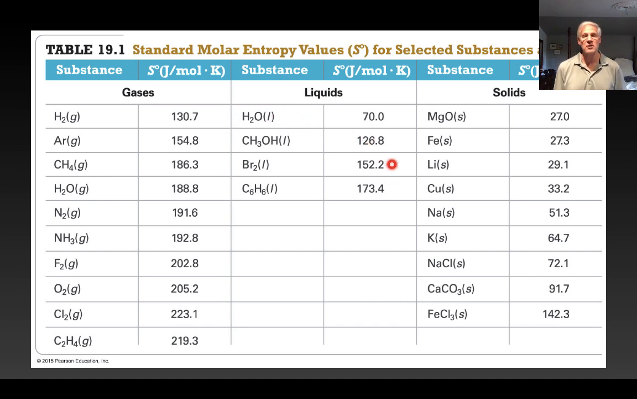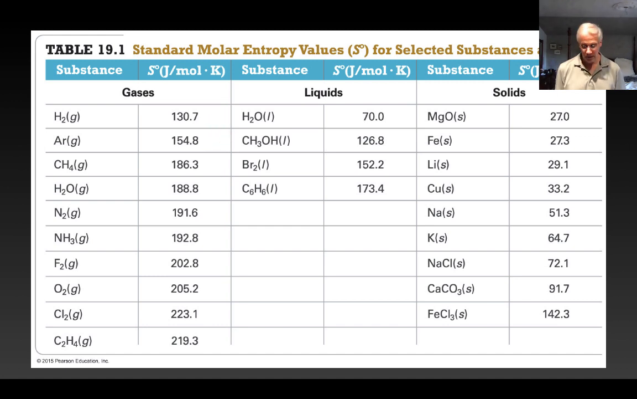Br2, bromine liquid. Bromine is a very large atom. You put 2 atoms together, that's a pretty large system with lots of electrons, which means you have lots of possible energies that can really be dispersed over a lot of different particles. So we have a pretty high entropy here, 152.2. It's higher than the entropy of this H2 gas. Same thing with benzene, also a fairly sizable molecule here. It's got 6 carbons, 6 hydrogens, and there's lots of different things that can happen. So it actually has a higher entropy in a liquid form than even argon or hydrogen have in a gas form.